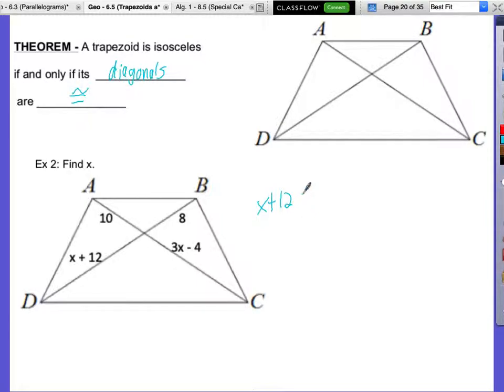I'm going to disagree with that, because x plus 12 isn't the whole diagonal. Here it's just this part of the diagonal. So how do we get the whole diagonal? x plus 12 plus 8. And now what's that going to equal, Faith? What's this whole diagonal going to equal? 3x minus 4 plus 10. So you have to add up those parts there. A little bit tricky.